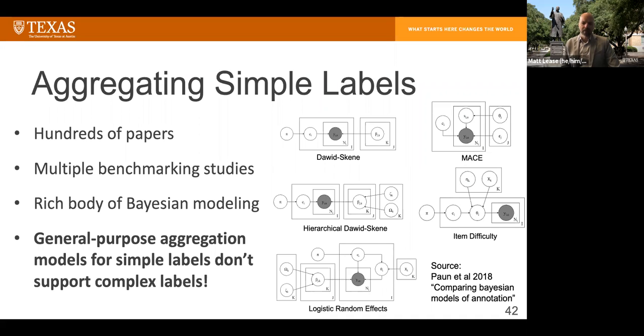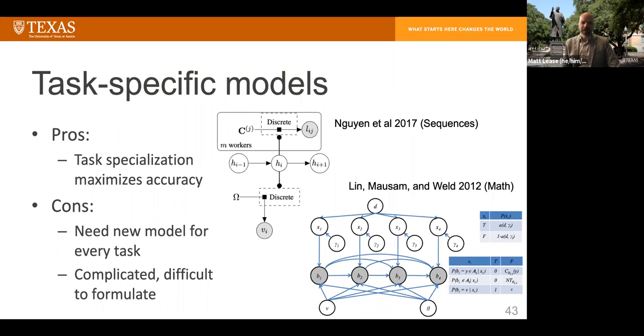There are many interesting models that have been proposed, looking at things like item difficulty, or hierarchical priors, and trying to model the item difficulty or the annotator behavior. But the problem is, all these hundreds of papers don't support this kind of complex annotation, which is an interesting thing. And that's what got me back to looking at this space again. What has been done is people come up with a variety of task-specific models. For instance, I had a PhD student several years ago who was looking at sequence annotations.